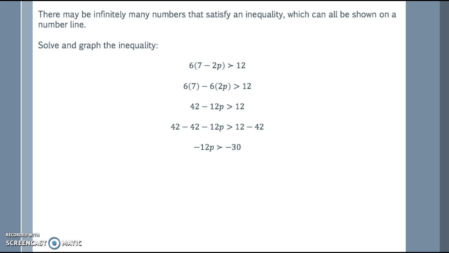To get p by itself, we'll have negative 12p divided by negative 12 is greater than negative 30 divided by negative 12. Notice that we're dividing by a negative. This will ultimately change and flip the sign of our inequality. So because I'm dividing by a negative, I'm going to flip my inequality from greater than to less than. And 30 divided by 12 is 2.5.